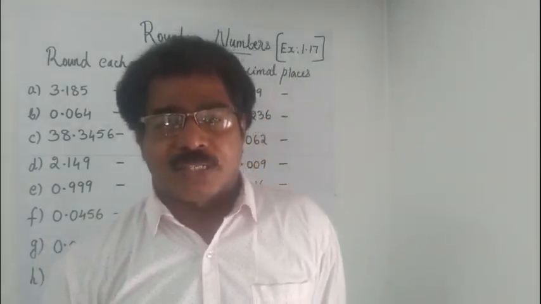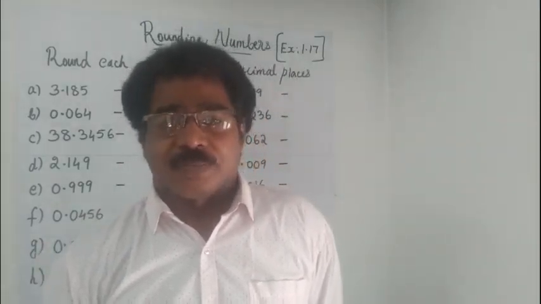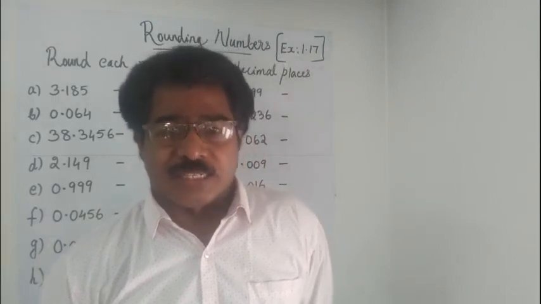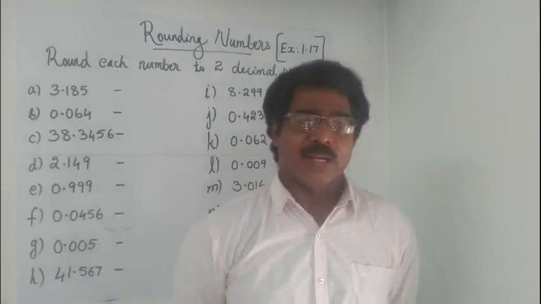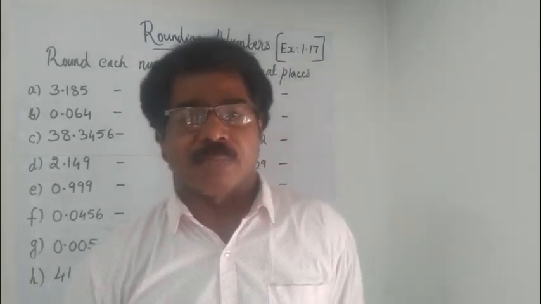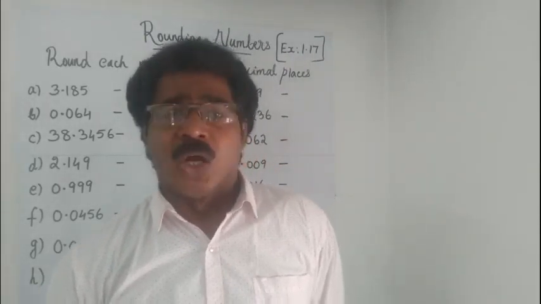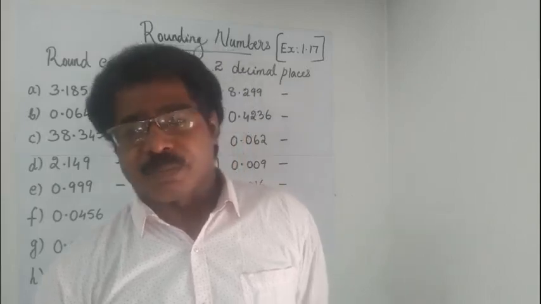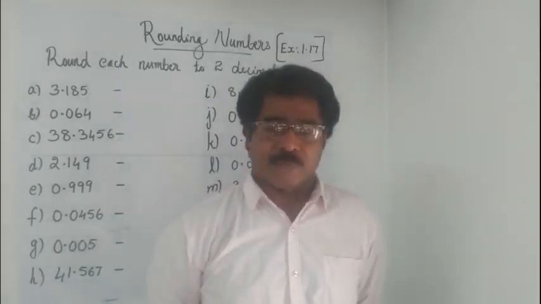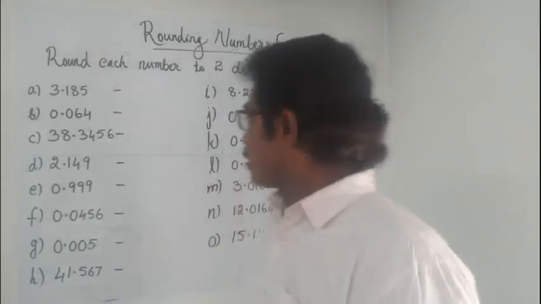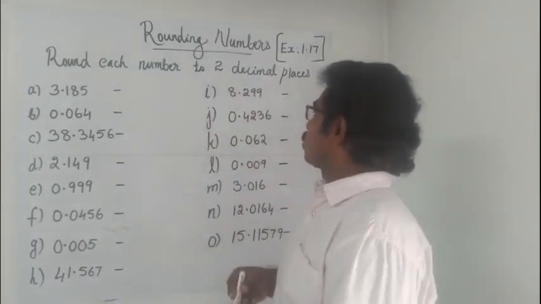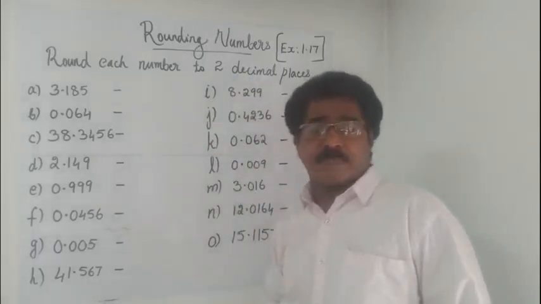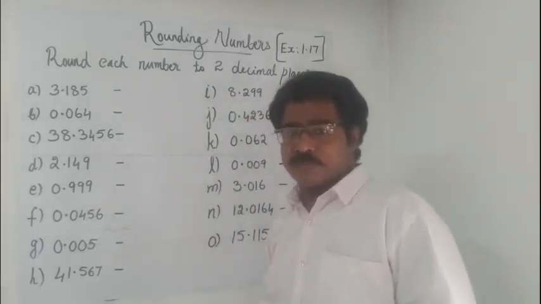I'm here mentioning the first chapter, exercise 117, that is rounding numbers. How we round the decimal numbers, if it is 2 decimal places or 3 decimal places or 1 decimal place. Here the question is: round each number to 2 decimal places. How will you round it?